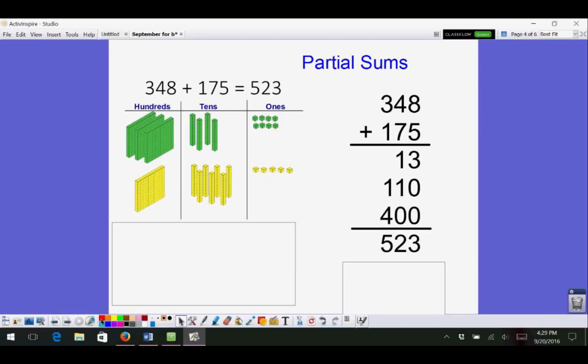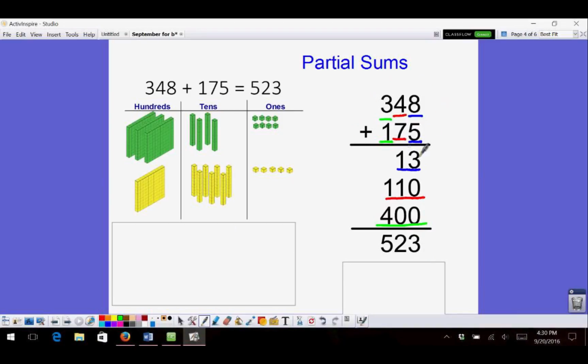I didn't color code this. Probably should have. 8 plus 5 is 13. 4 and 7, 4 tens and 7 tens is 11 tens or 110. Three hundreds and 100, it's 400.